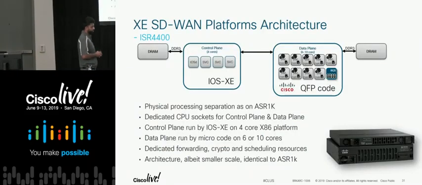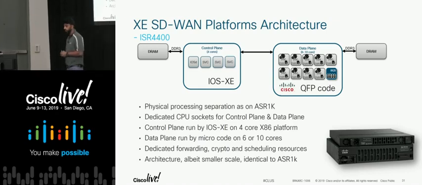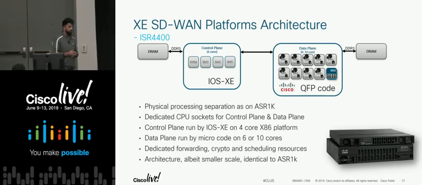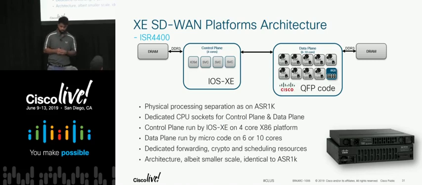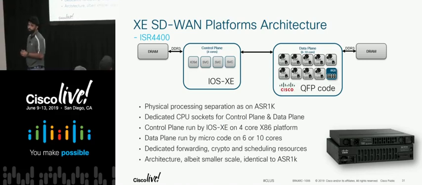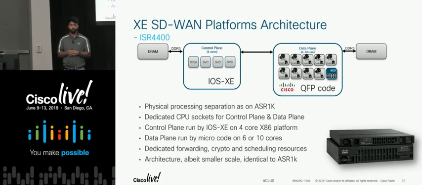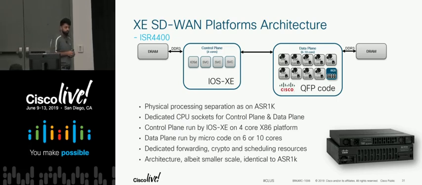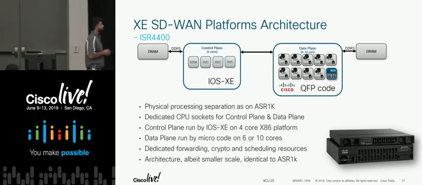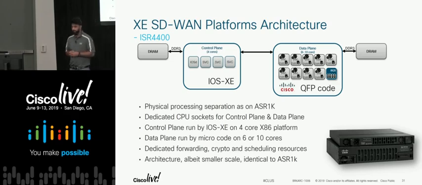And then the platform architecture for the 4400, like ISR 4K case. This is the physical separation of control plane and the data plane. It's similar to the ASR 1 case. And there are dedicated forwarding, crypto, and scheduling resources also. The control plane runs on IOS XE with 4 cores, where 1 core is used for IOSd, which is your IOS daemon. 3 cores are the service plane, where you can install your service containers and any application. And this data plane is a microcore on 6 to 10 cores. The architecture-wise, it is all very similar to the ASR 1 case.